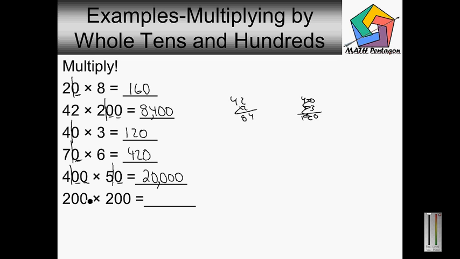Okay, here I have 200 times 200, so I just focus on the 2 times 2 and forget about the zeros for now. 2 times 2 is 4. I have 2 zeros here and I have 2 zeros here. Altogether that gives me 4 zeros, so 1, 2, 1, 2. I have 4 zeros altogether. So I have 40,000 as my final answer to this.